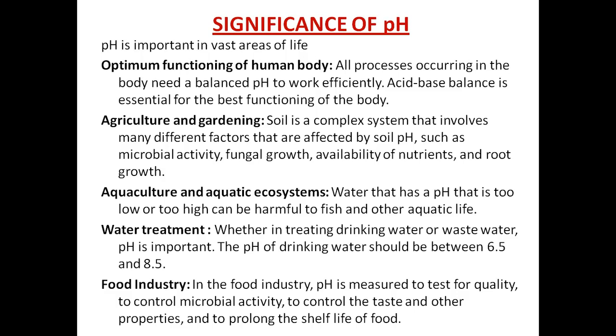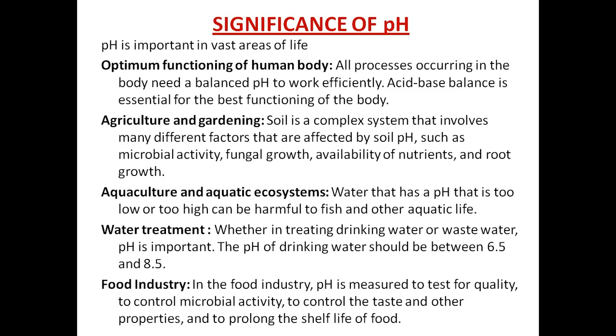So, optimum functioning of the human body. All processes occurring in the body need a balanced pH to work efficiently, right? Acid-base balance is essential for the best functioning of the body. Acid-base balance is really important for the functioning of the human body, from the intake of the food through the mouth until its excretion. Everything is pH dependent, right? Salivary amylase works on an optimum pH.